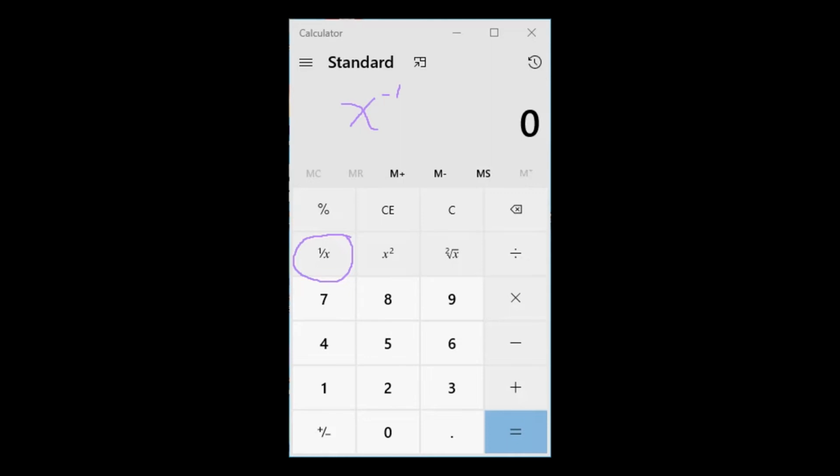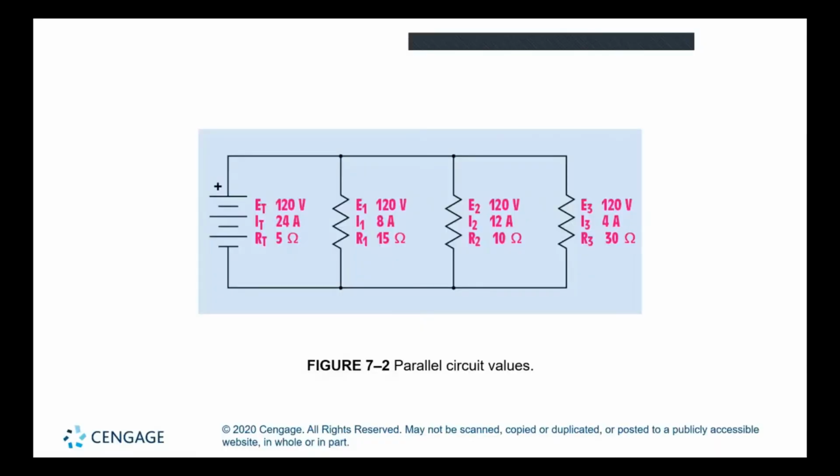Remember that before I was showing you a circuit. We're going to use this to solve that circuit. I'm going to show you with the calculator first, and then I'm going to show you all these formulas. Do you remember these values? Please keep them in mind. R1 is 15, R2 is 10, and R3 is 30.